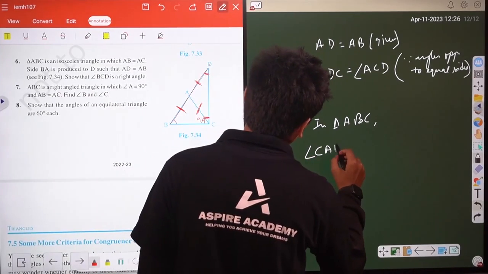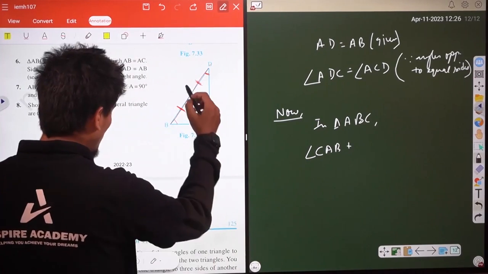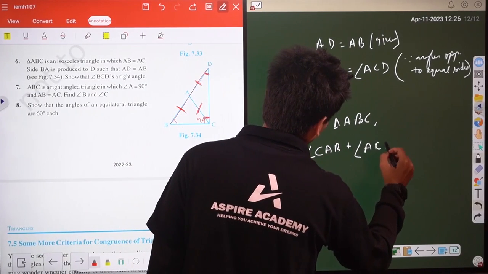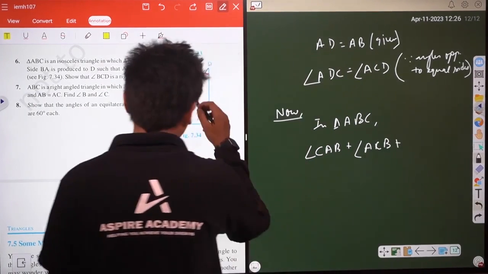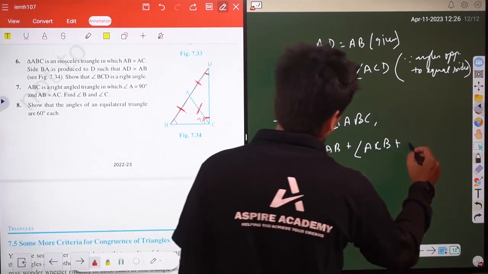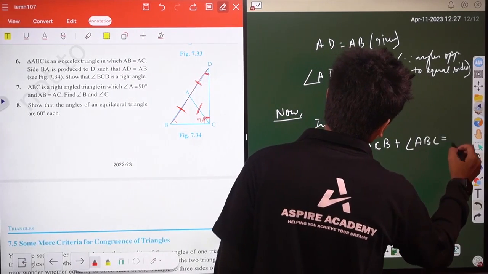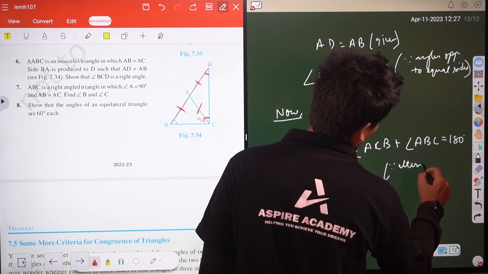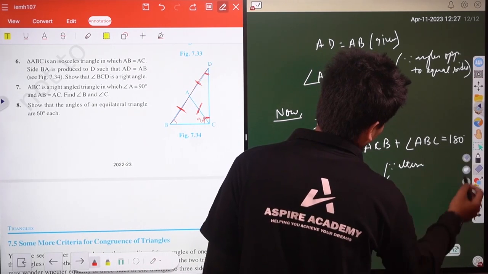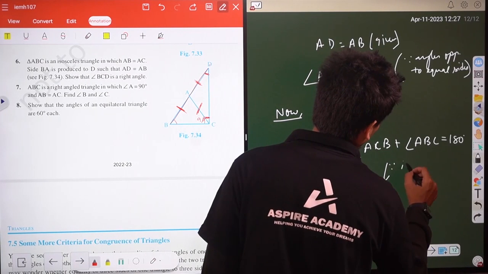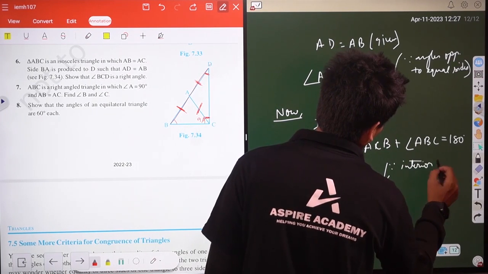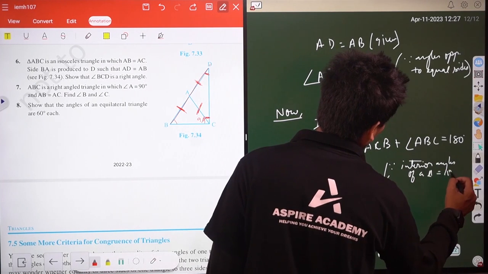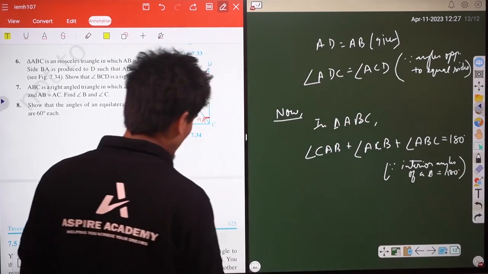So that means angle CAB plus angle ACB plus angle ABC is equal to 180 degrees, since the interior angles of a triangle equal 180 degrees. We know this thing, right?